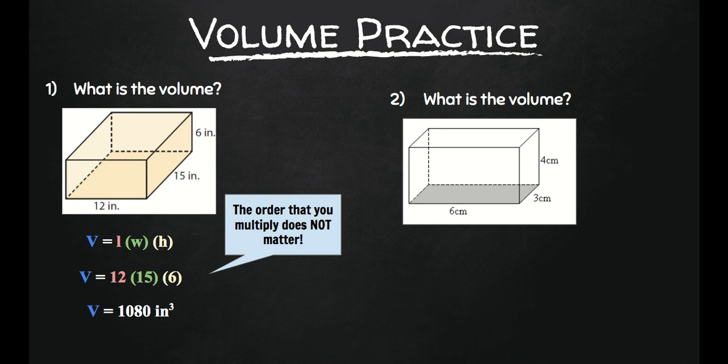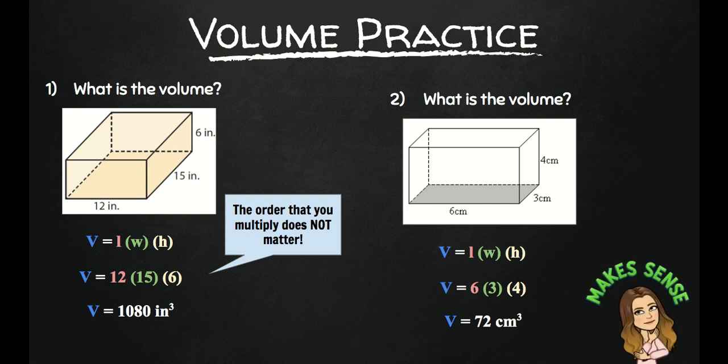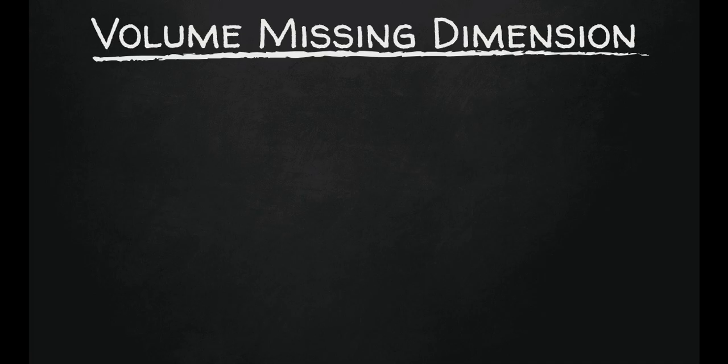The next problem we have here, again, asks what the volume is. I'm going to start by reminding myself of what the volume formula is: length times width times height. I then plug in the dimensions that I know. So I know that I am multiplying 6 times 3 times 4. My final answer, the volume of this rectangular prism, is 72 cubic centimeters. Hopefully that's making sense so far.